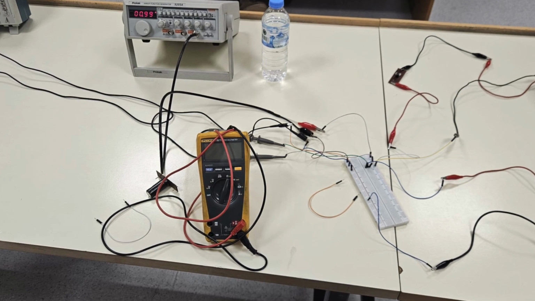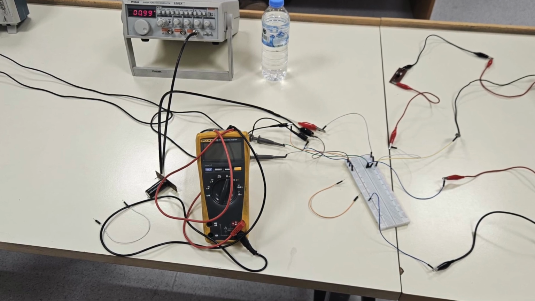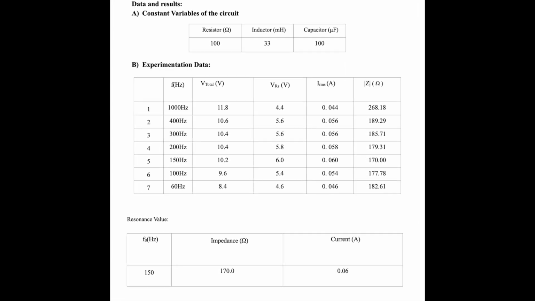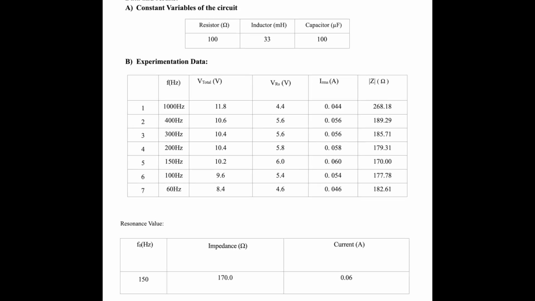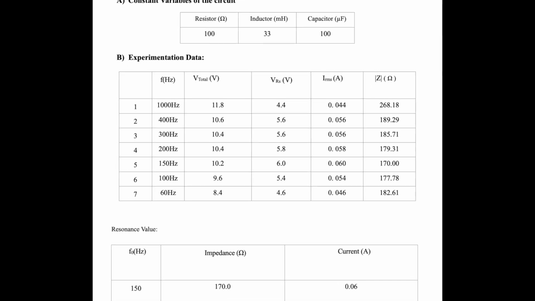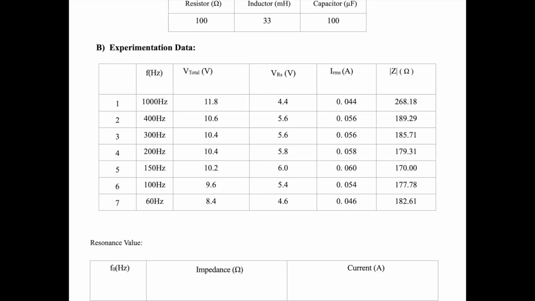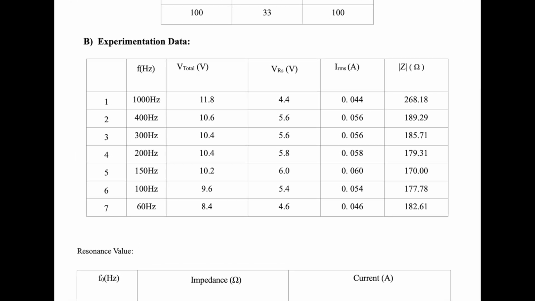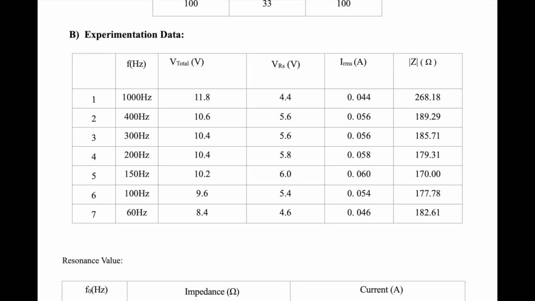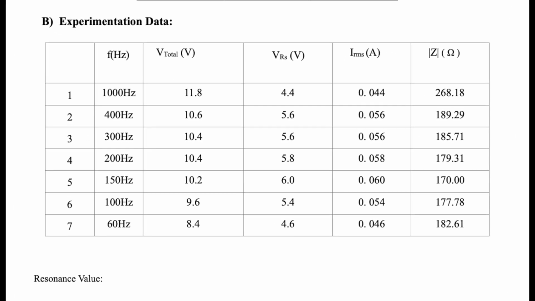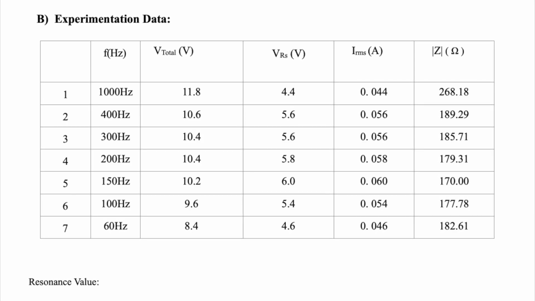When analyzing the data, as expected, the impedance was quite high at both low and high frequencies. However, something very clear happened when the frequency reached 150 Hz. The impedance dropped to its minimum value of approximately 170 ohms, and the current reached its peak at 0.06 amperes. This point represents the natural experimental resonance frequency of my setup.